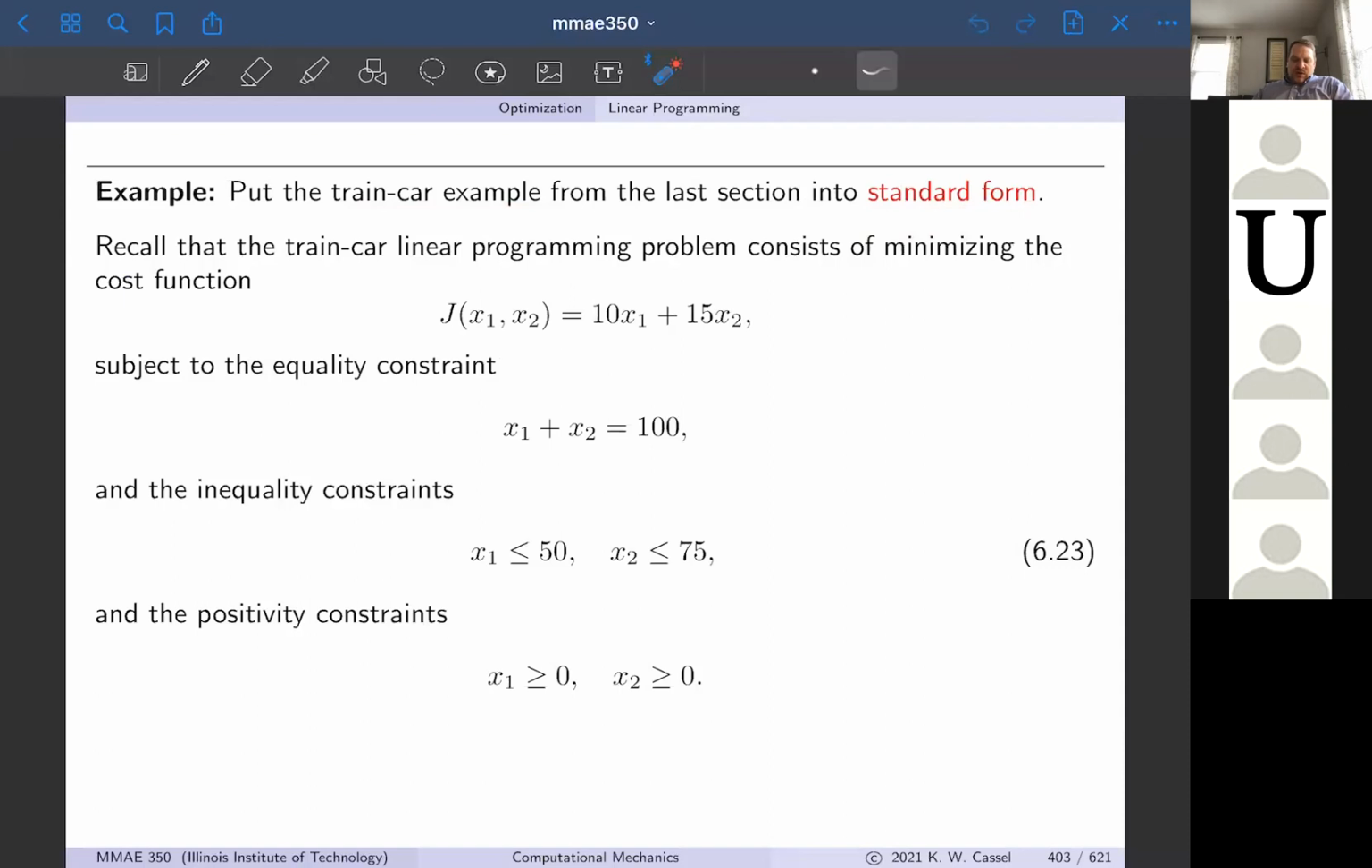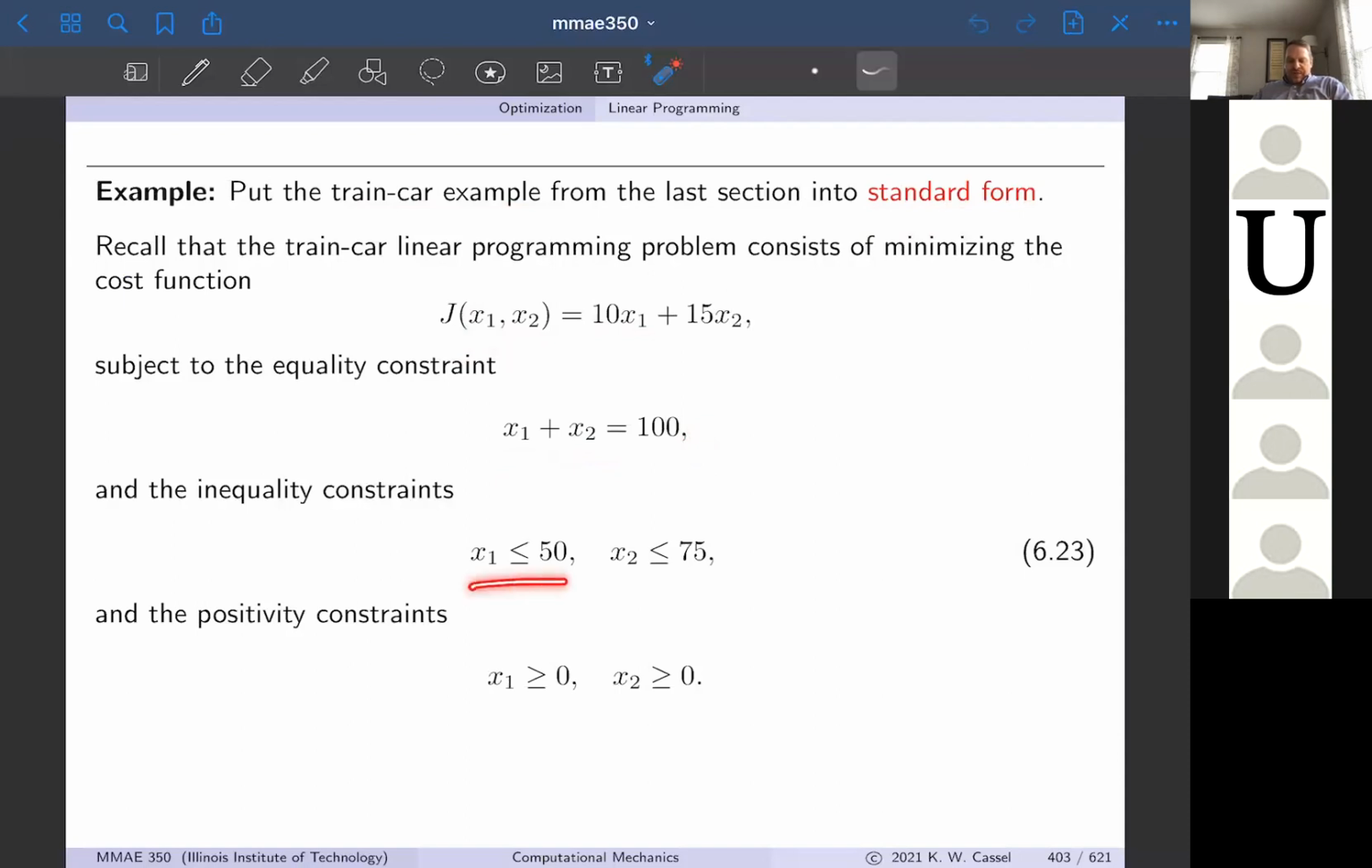So we have our cost function or objective function, which is the cost of pooling our two trains: 10 cost units times the number of cars x1 plus 15 cost units times the number of cars x2. That's the total cost of pooling our two trains. We have an equality constraint, which is that we want both trains together to pool a total of 100 cars. It could be 1 and 99, it could be 0 and 100, it could be 50 and 50, whatever, but it has to add up to 100. So that's an equality constraint.